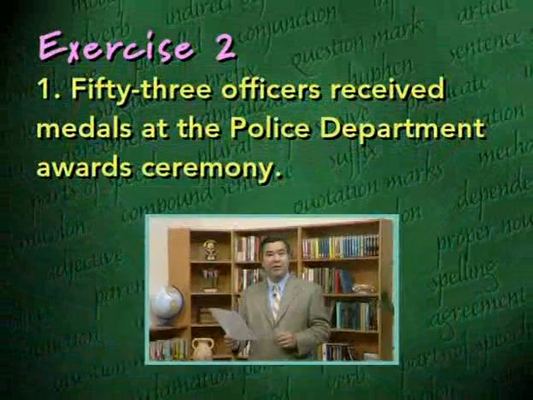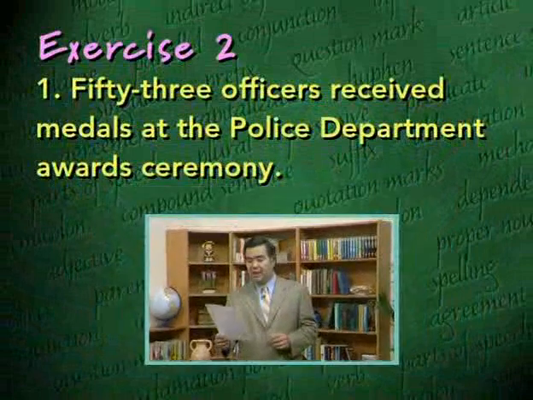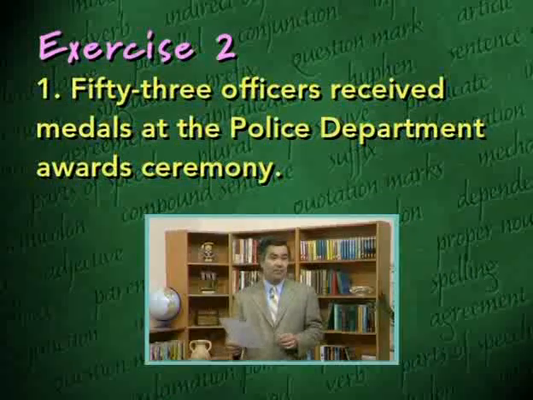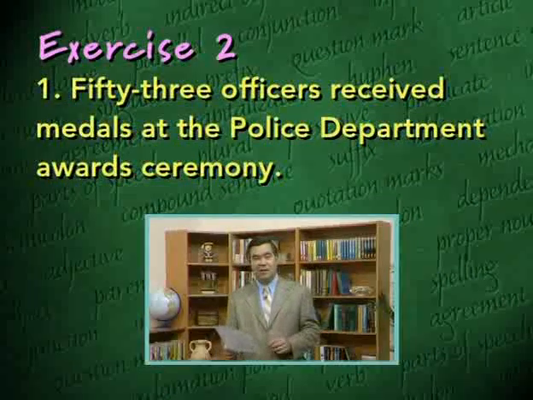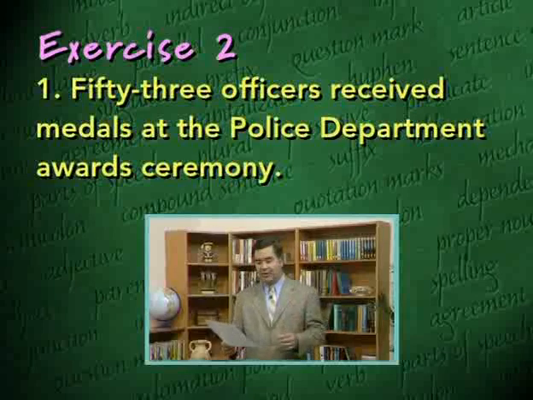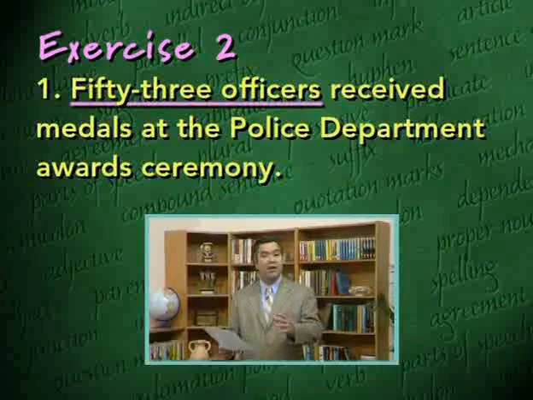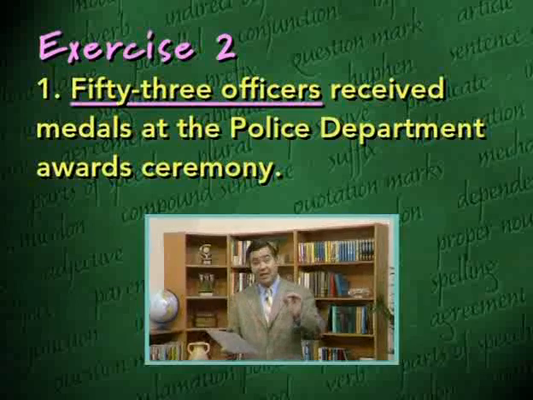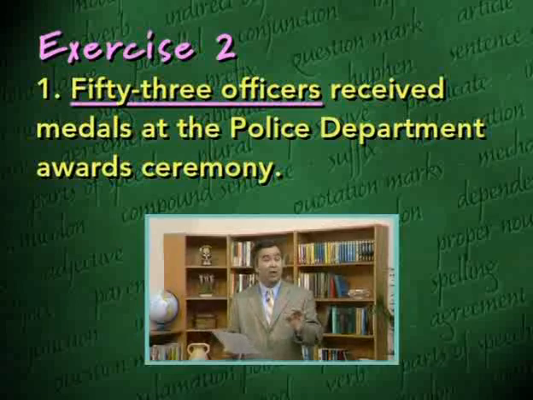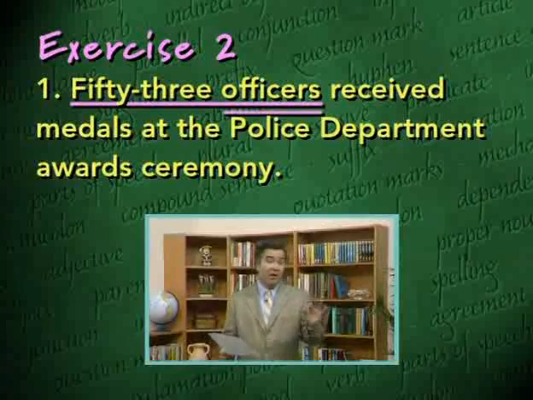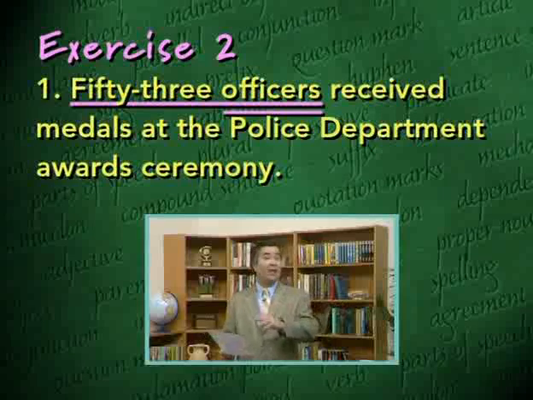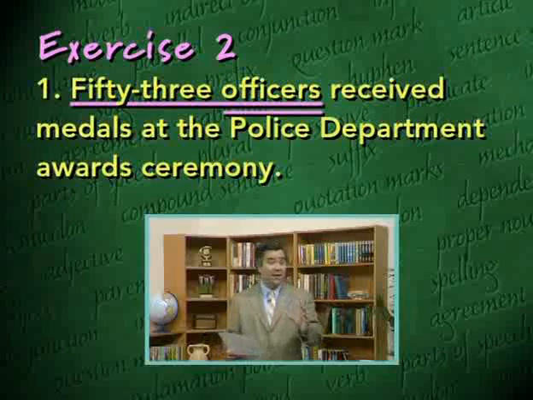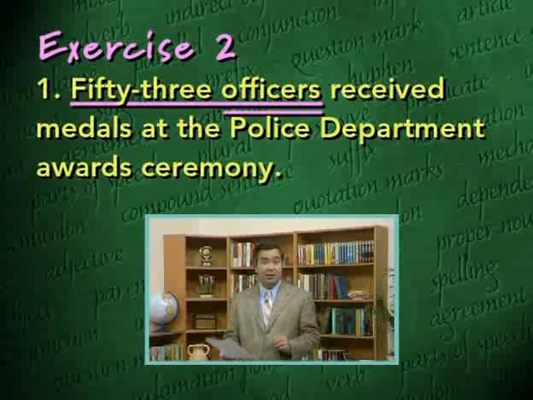First, "53 officers received medals at the police department awards ceremony." What's the subject of this sentence? Who or what is the sentence about? It's the first two words, 53 officers. That is who this sentence is about. And the simple subject, the most important word here, is officers. The other word, 53, gives us more information about the officers. Specifically, it tells us how many officers there were. So 53 officers is the subject, and officers is the simple subject.